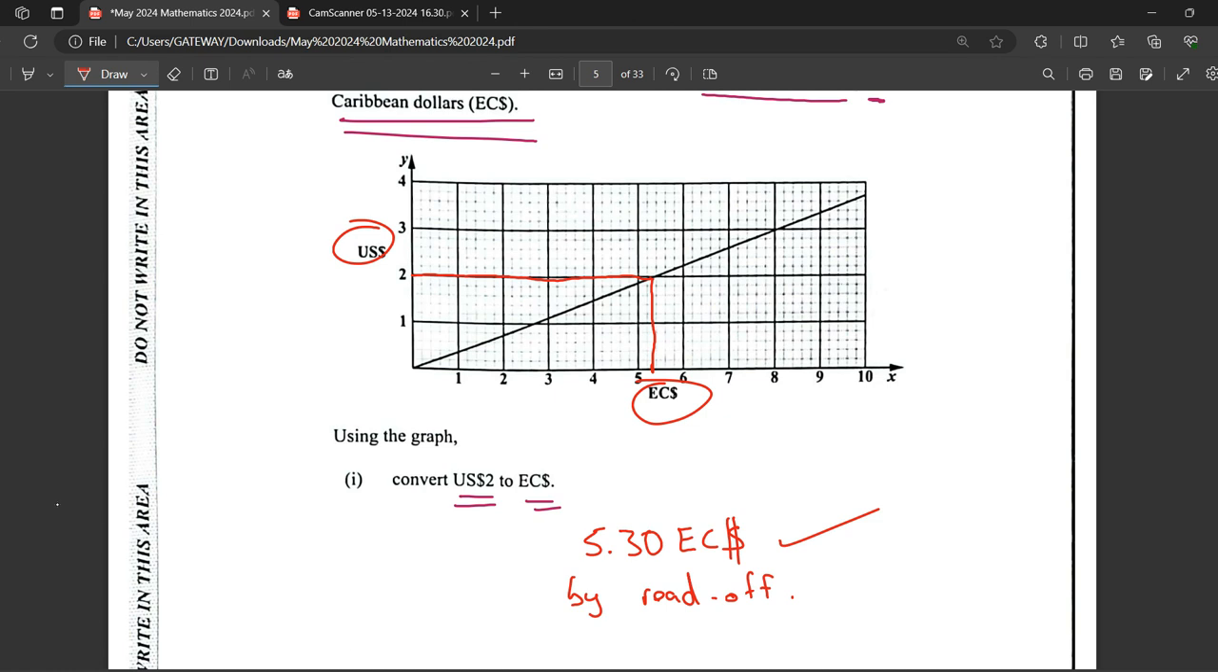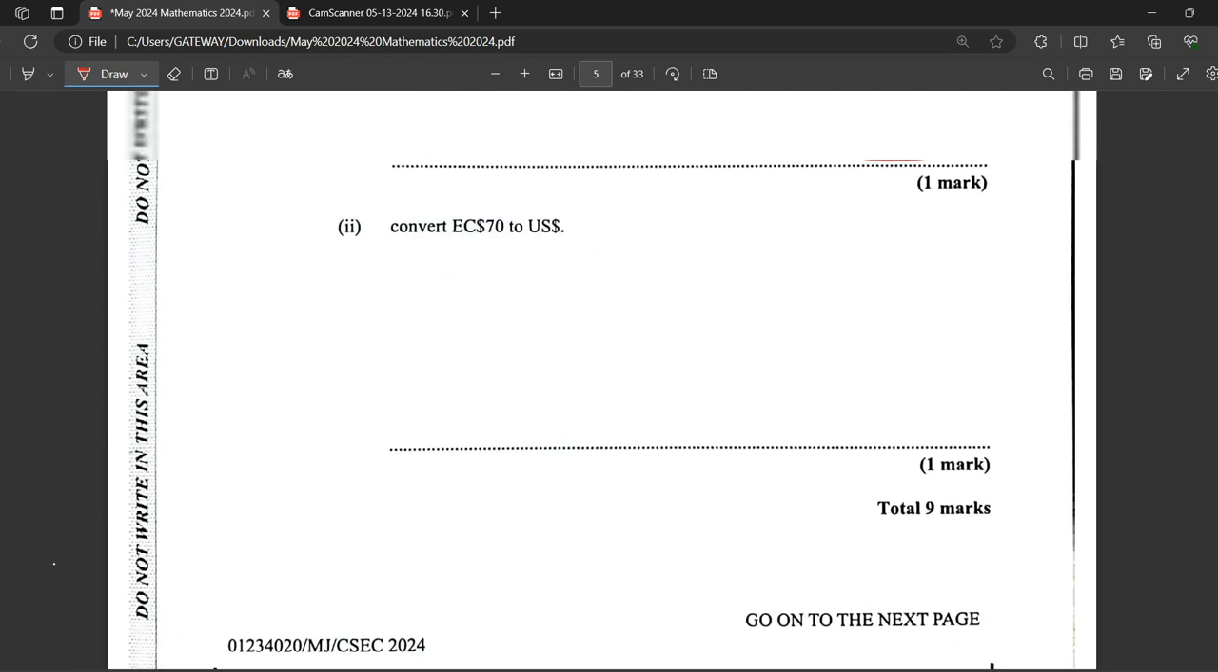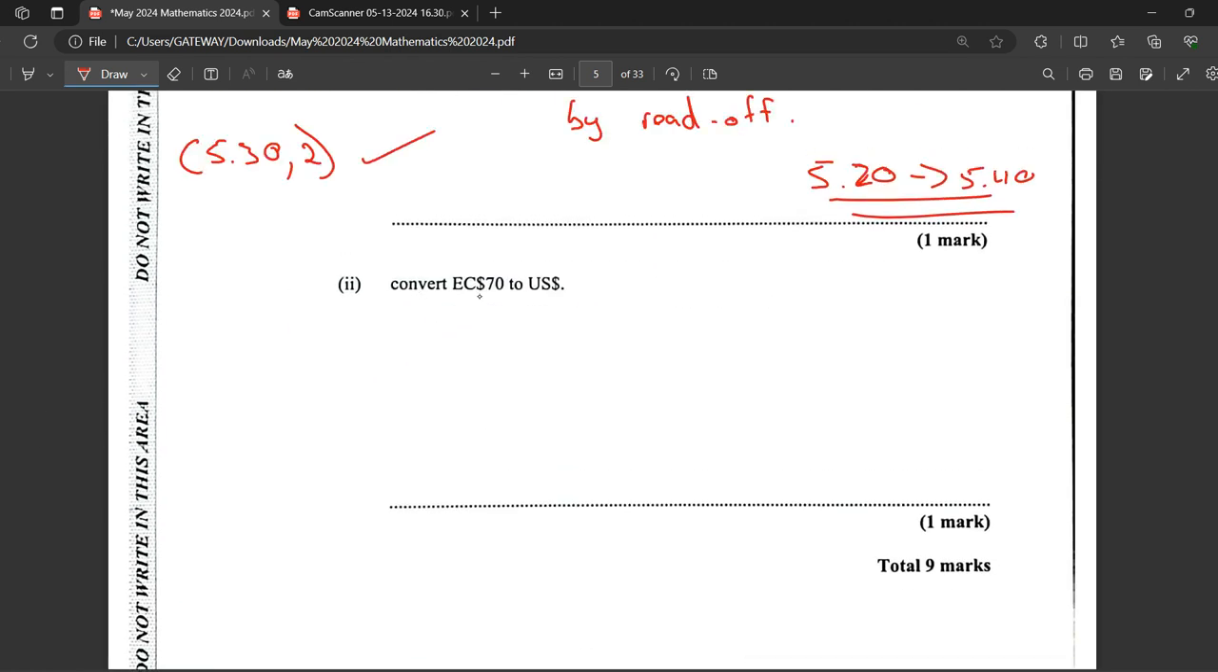Right? So you could also write it as a point, 5.30, comma 2. Right? So your value could vary for this one. It could be 5.20 to like 5.4. Right? That depends on the thickness of your line and stuff like that. And as you can see, this is a scanned document here, so it's not to scale, right? Anyway, part 2, convert 70 EC dollars to US dollars.